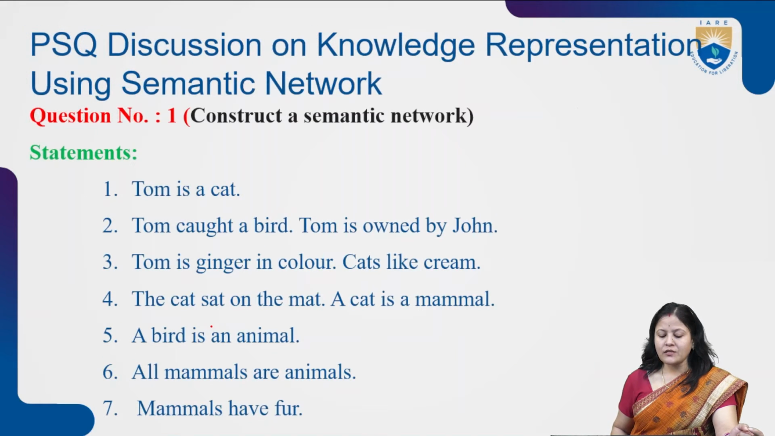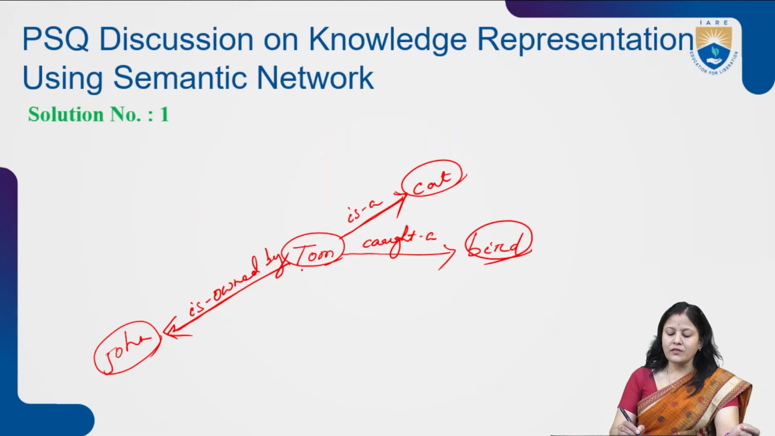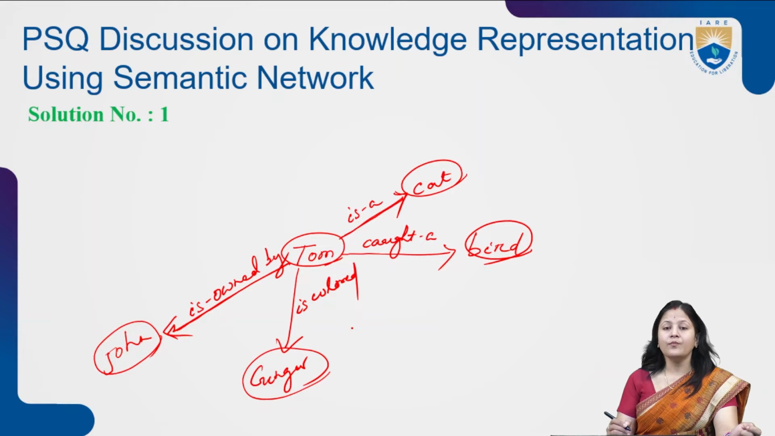The next statement is Tom is ginger in color. Tom is already created, so you create another class. Make an arrow mark. And what is the property? Sorry, I made a mistake. Ginger is the class. So ginger is the class here. Is colored is the property.